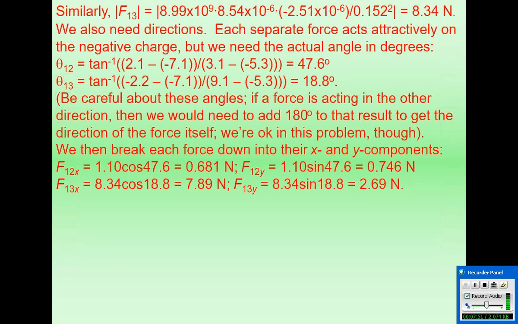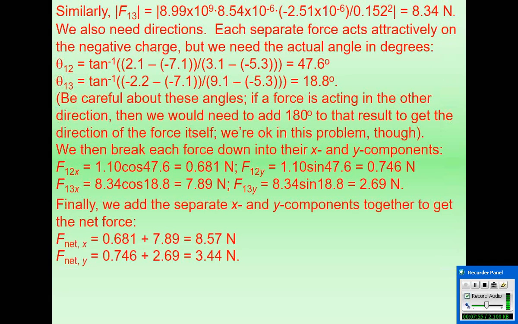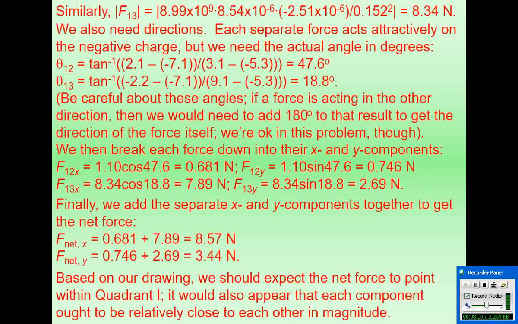And then to get the net force, we add the separate x components together, and we add the separate y components together. So the net x component is 8.57 newtons, and the net y component is 3.44 newtons. Hopefully, this makes sense. If both separate forces are pointing in the direction of quadrant 1, we would expect the net force to be in the direction of quadrant 1. And if you were to graphically draw the net force, you should see that there's going to be a larger x component than y component.